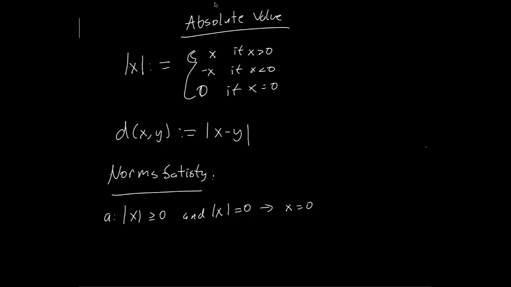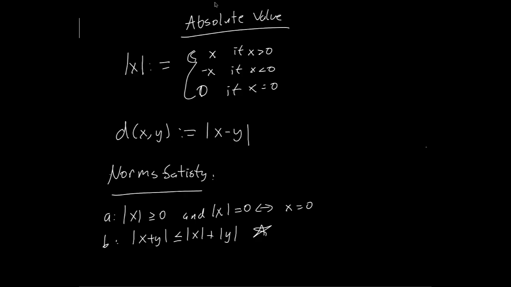So the absolute value of x is always greater than or equal to 0, and the absolute value is equal to 0 if and only if x equals 0. Also, the triangle inequality, very important. Make sure to remember this. The triangle inequality is going to come up a lot.